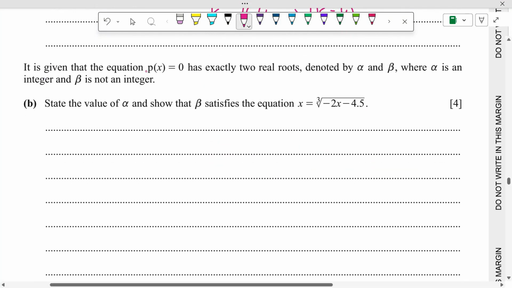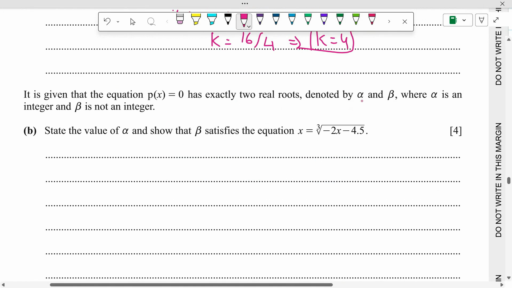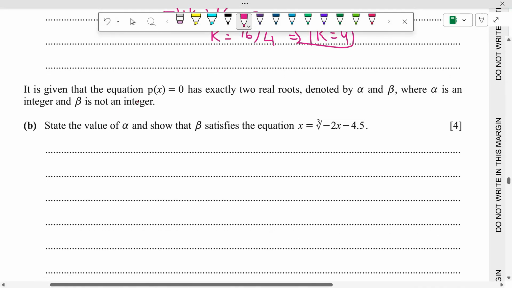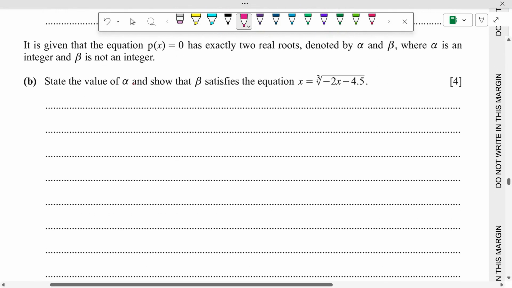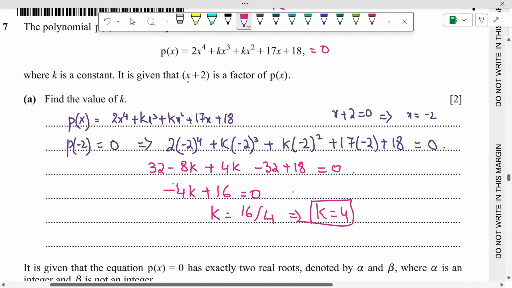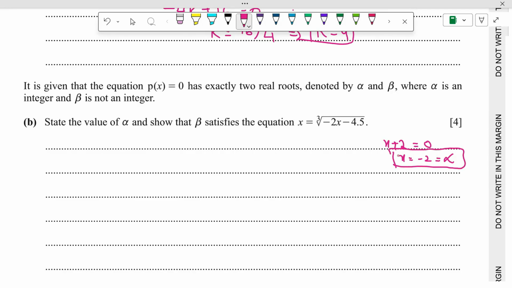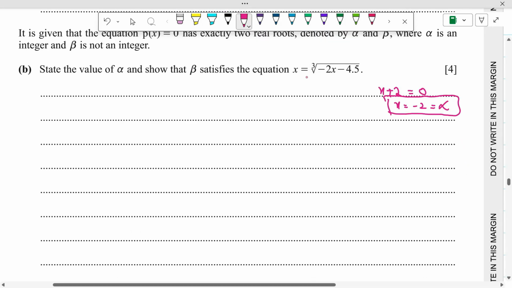Part B. It is given that the equation p of x equals 0 has exactly two real roots denoted by alpha and beta, where alpha is an integer and beta is not an integer. State the value of alpha and show that beta satisfies the equation. We know that one of the factors is x plus 2, so x plus 2 equals 0, and this root, negative 2, is alpha in this case. Another real root, which is beta, satisfies this equation.